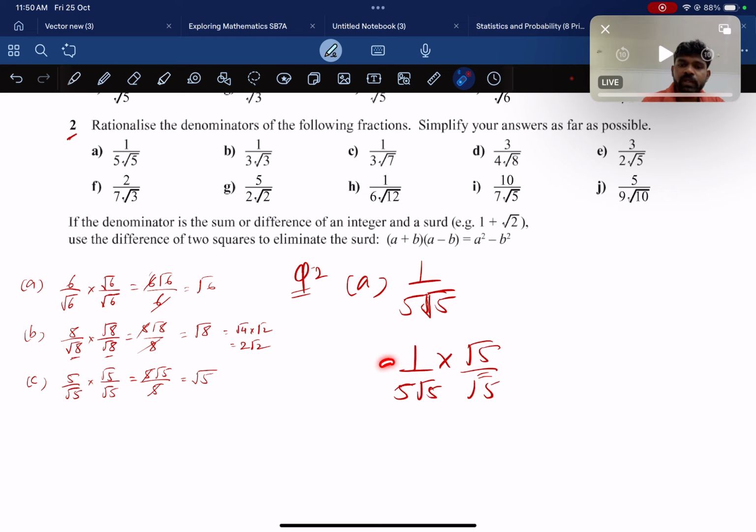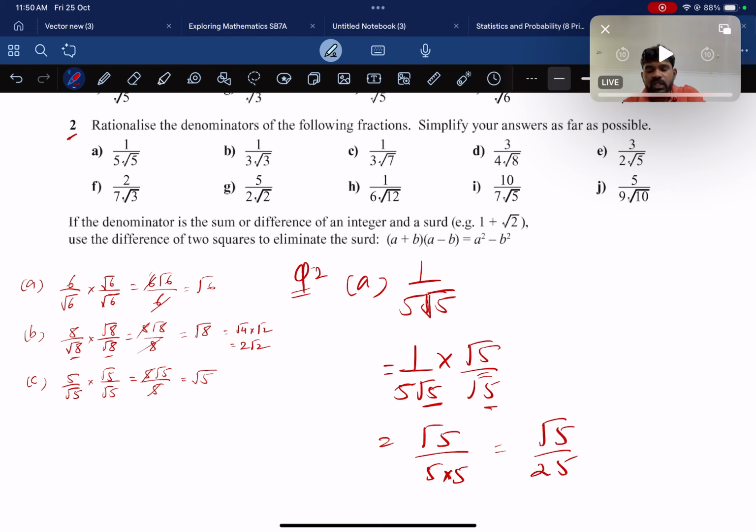So my answer for this one will be root of 5 divided by, how to multiply this now? Root 5 times root 5 is 5, and there is already a 5, so we got an answer as root 5 divided by 25. Hope you understand. Because it was 5 root 5 times root of 5, where root 5 times root 5 is 5, and we have one more multiple of 5, so we get 25. So my answer is root 5 by 25.